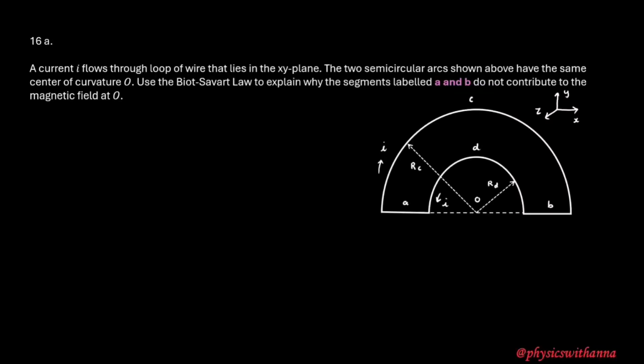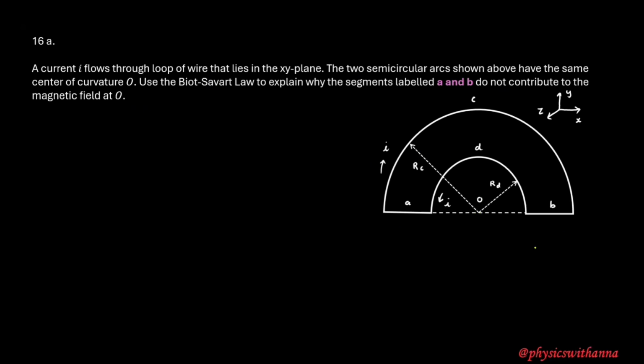Question 16a. A current I flows through a loop of wire that lies in the xy plane. Two semicircular arcs shown above have the same center of curvature O. Use Biot-Savart's law to explain why the segments labeled A and B do not contribute to the magnetic field at O. So here in this question you have a loop in the form of two semicircular arcs having a center at O. And we need to use Biot-Savart's law to explain why there will be no magnetic field at O because of segments A and B.